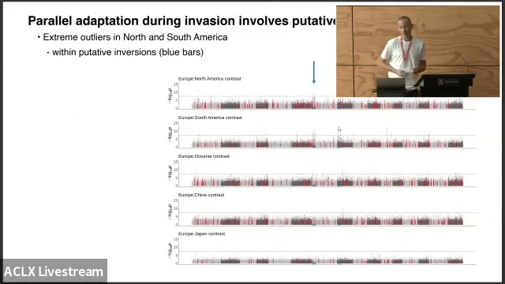And then if we return to our inversions and plot them out in the genome, they're indicated with these blue bars here. We can see that they're associated with extreme outliers, particularly in North and South America, and particularly the putative inversion on chromosome 7.